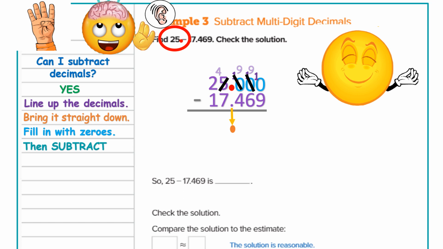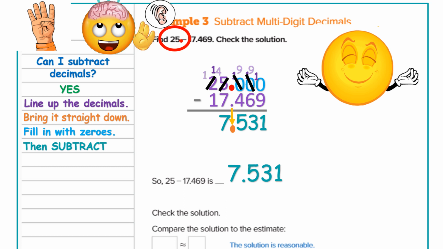If I hold up 10 fingers, can I take 9 from it? I sure can. That would be 1. And then 9 minus 6 gives me 3. And then 9 minus 4 gives me 5. And 4 minus 7 is not possible, so I have to borrow from my 2. Right? So when I borrow from my 2, it becomes 1, and the 4 becomes 14. All right, put the 7 down, but 14 minus 7 is 7. And then 1 minus 1 is nothing.